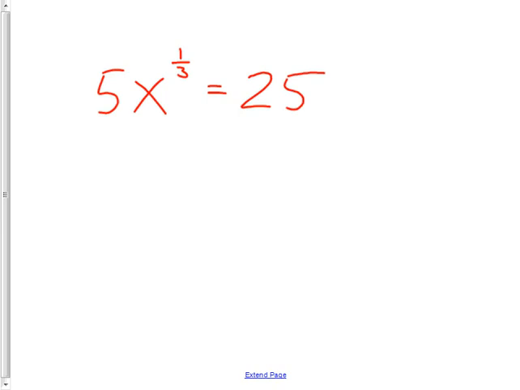Those that are stuck, let me see. Give me a second to get to the front row. How do you start this? Correct. And then you'd have x to the 1/3 equals 5.